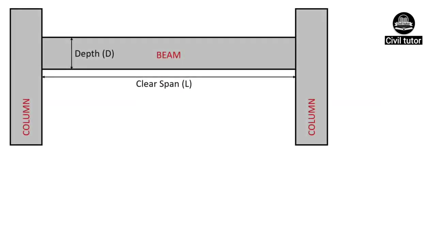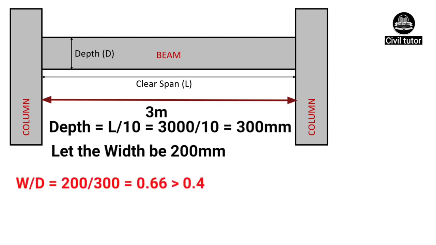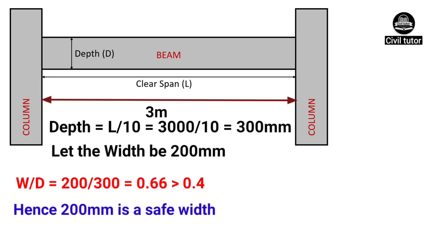For illustration, if we have a beam of clear span 3 meter having a depth of 3000 upon 10 equal to 300 mm, and let's provide the width of this beam as 200 mm. The ratio of W by D will be equal to 200 upon 300, which will be equal to 0.66, which is greater than 0.4. Hence, it would be safe to go with 200 mm width for this beam.